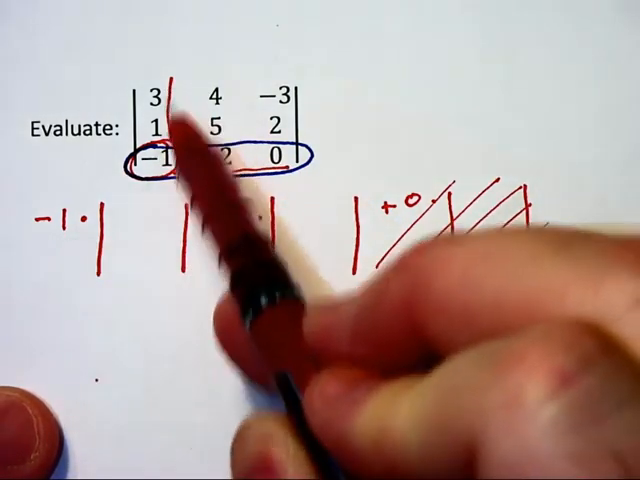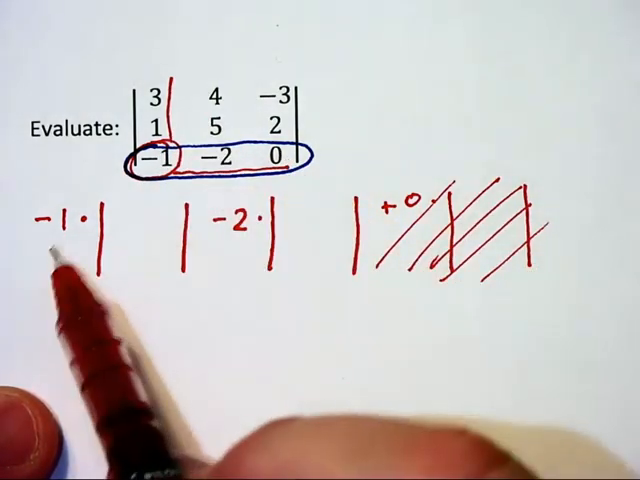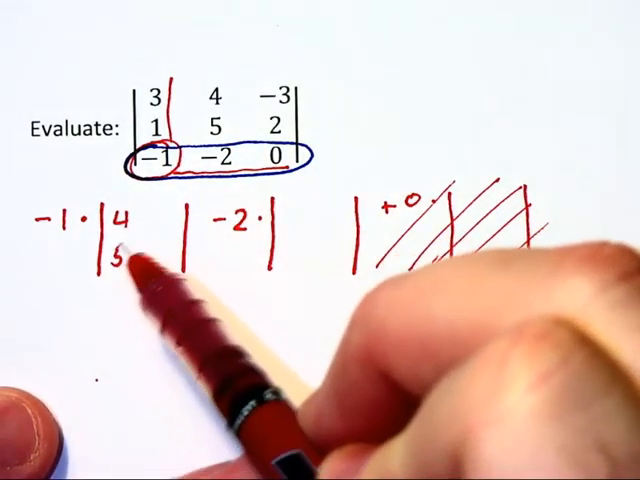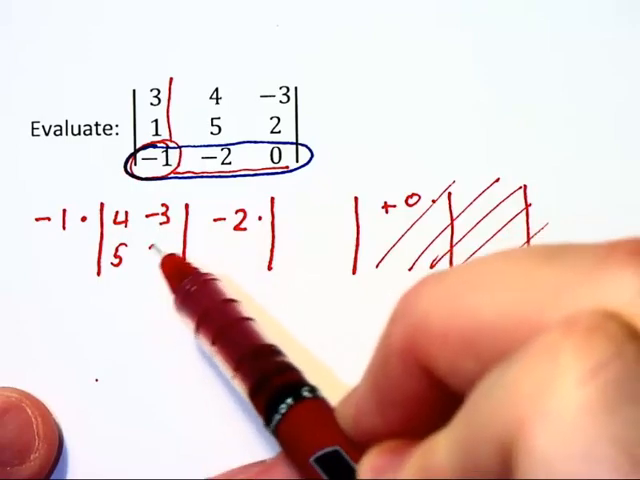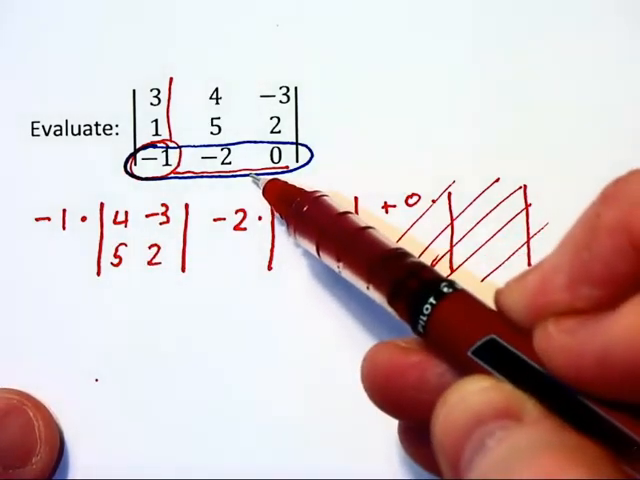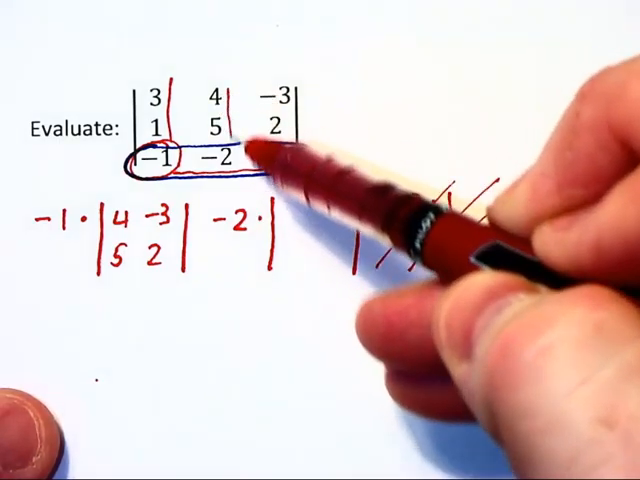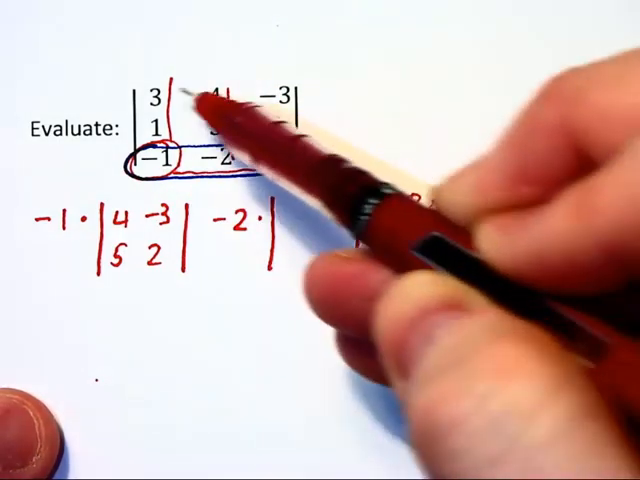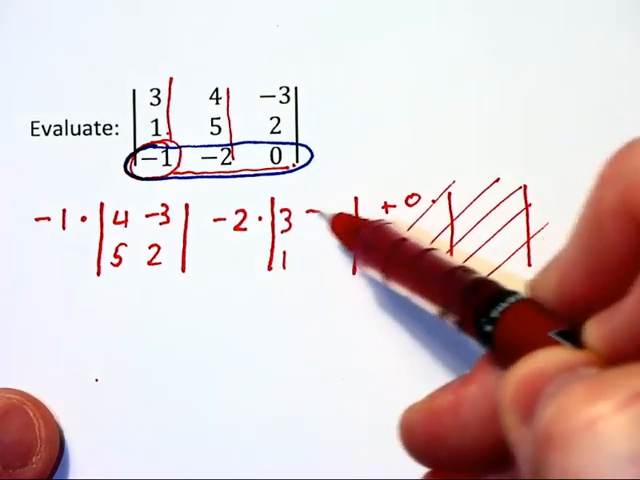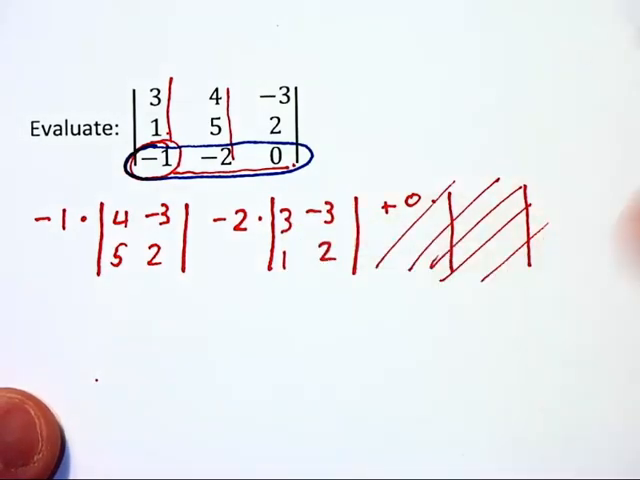So when I ignore the first column in the bottom row, I get the minor for that -1, which contains 4, 5, -3, and 2 if I read downward. And the other minor for -2 would exclude the values in the middle column and that bottom row, leaving 3, 1 in the first column and -3, 2 in the second column.